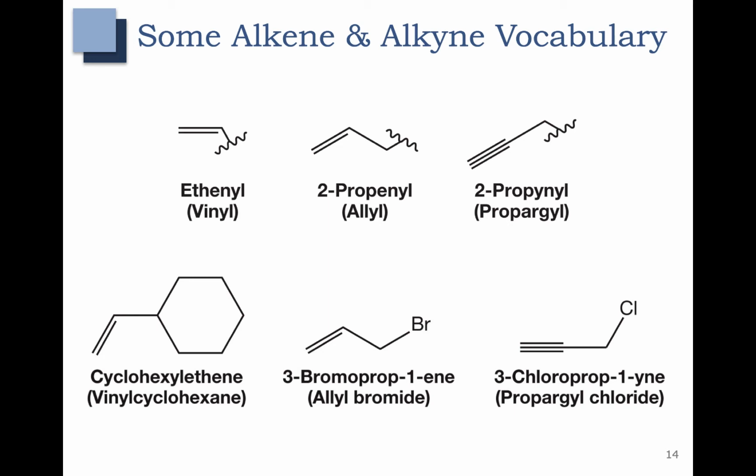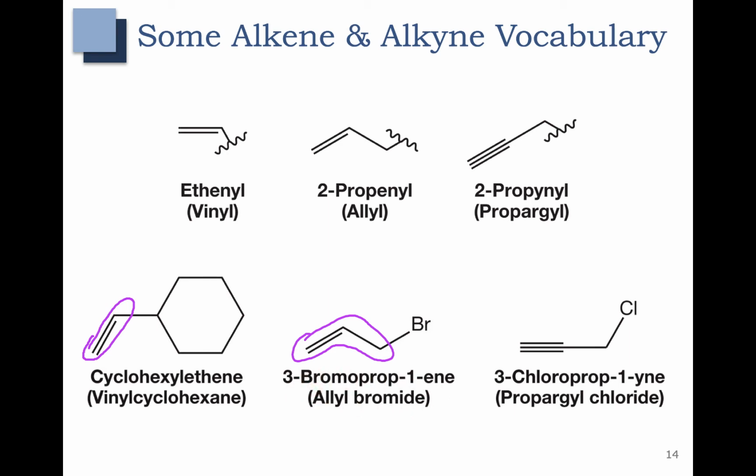In this first example, technically the IUPAC name would list this as our parent chain. So it would be a cyclohexylethene. However, commonly it's referred to as vinyl cyclohexane. In our second example, the parent chain would be here. Numbering from the left, that would put the bromine on position 3. So its IUPAC name is 3-bromo-prop-1-ene. However, this is commonly referred to as allyl bromide.